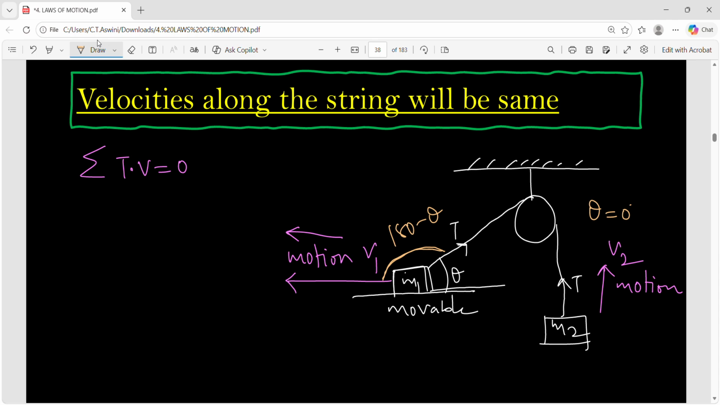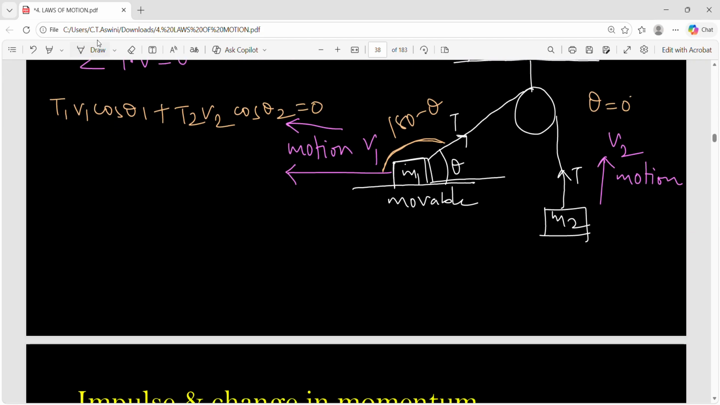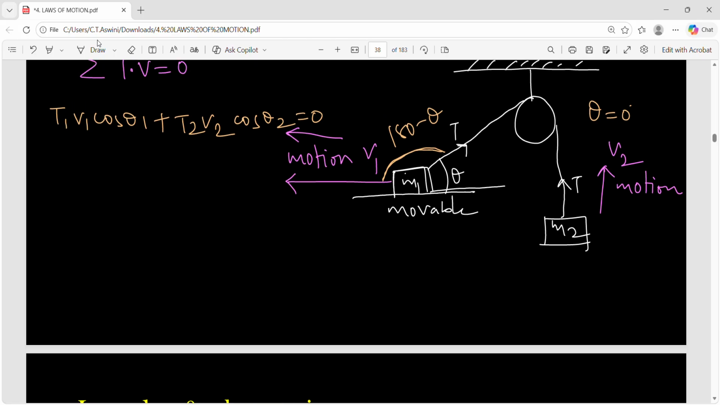And here V and T are in the same direction, so theta is 0. Tension is the same because it's the same rope. Okay, first let me write the normal formula: T1 V1 cos theta 1 plus T2 V2 cos theta 2 is equal to 0. Now for the first block, T1 is T only and V1 is V1 only.